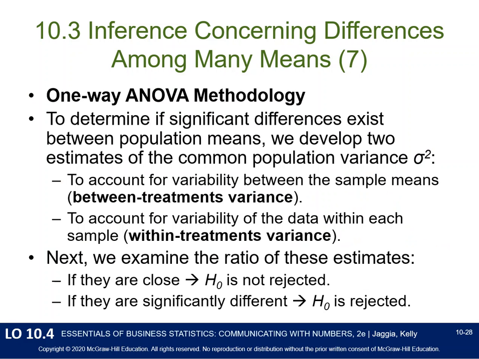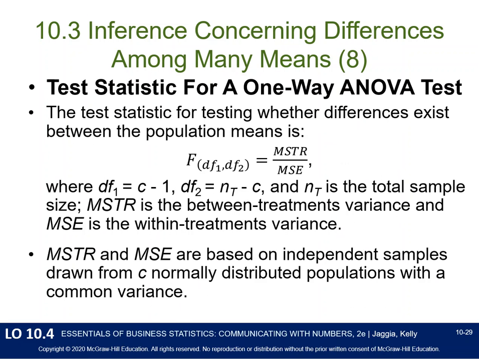So again, one-way ANOVA is looking at the difference between the population means, and it does that using the population variance, so that's sigma there. There are 2 different kinds of variances that we have, which is why we have 2 degrees of freedom here. We have the variance between the sample means, which is called the between treatments variance. And then we have the variances within each sample data, which is the within treatment variance. If all of these are close together, then we do not reject the null. But if they are significantly different, we will reject the null.